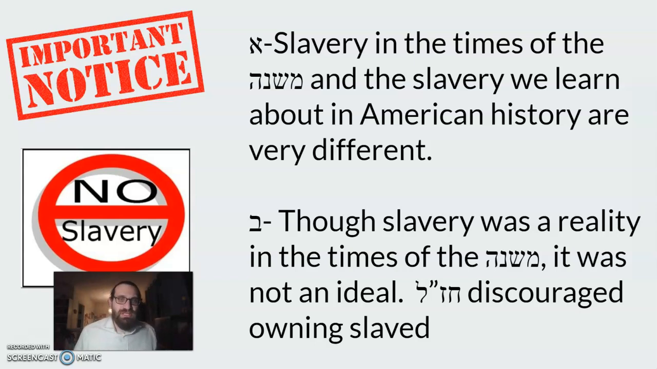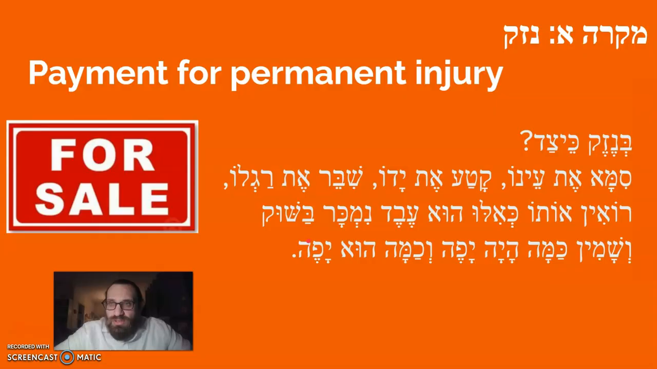So 2 points here, right? Slavery in the time of the Mishnah was very different than in American history, as well as it was a reality. So we use that system to benefit ourselves in trying to figure out our system to make a money value for the person, even though Chazal actually discouraged it. Instead, the way we do it is Nezek Ketzad. How do we calculate Nezek? Ketzad means how do we do it? How do we calculate it here?